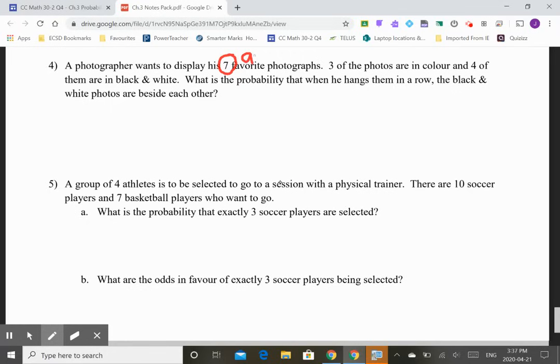He is arranging his photographs. That means that we are talking again about a permutation. So we're going to use permutations to help us to decide what the probability is here. Okay, we want the probability that when he hangs them in a row, the black and white photos are beside each other. So that's our restriction. So in the numerator is going to be the number of permutations where the black and white are together or beside each other. And that's important. Items together.